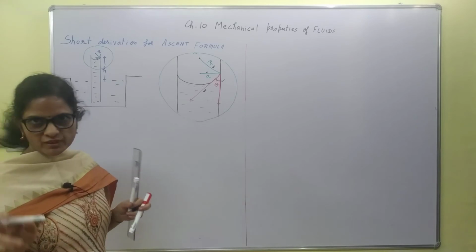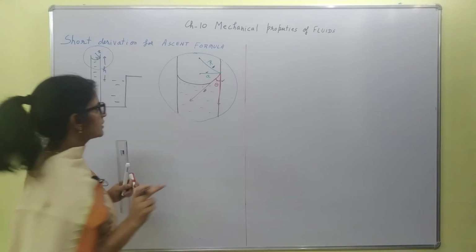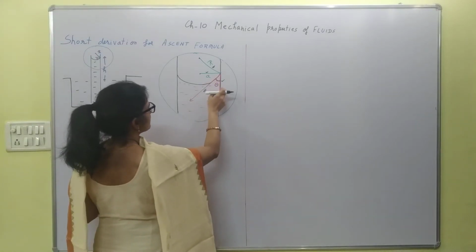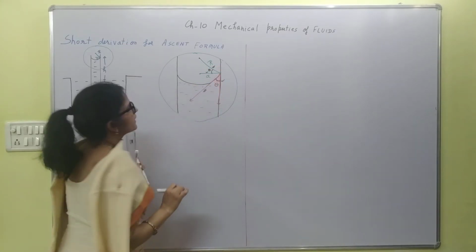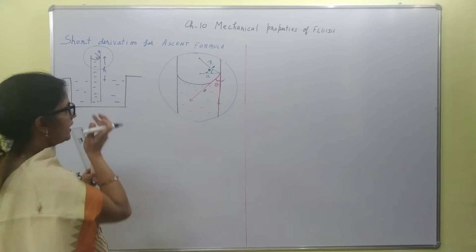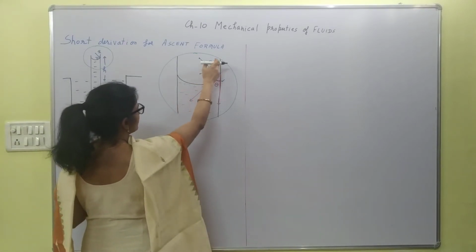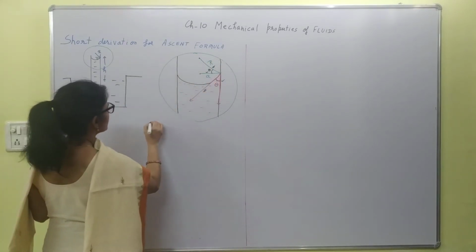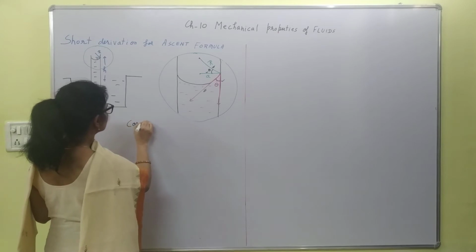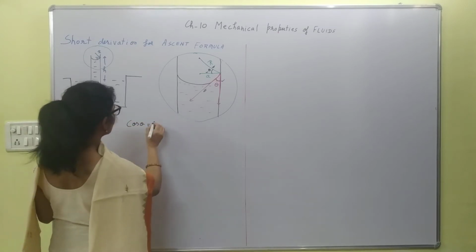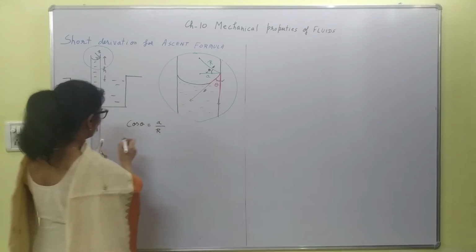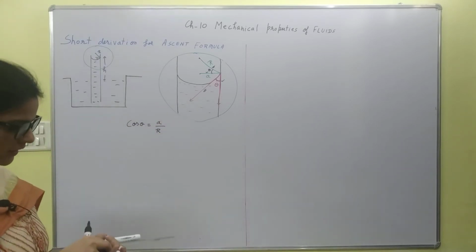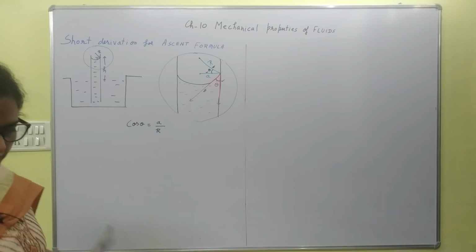So we know that angle between two lines is equal to angle between their perpendiculars. So angle between these two lines must be equal to angle between these two perpendiculars, right? So what is the relation between this and this? Cos theta is equal to base upon hypotenuse. Now how can we write why the liquid rises in the capillary tube?